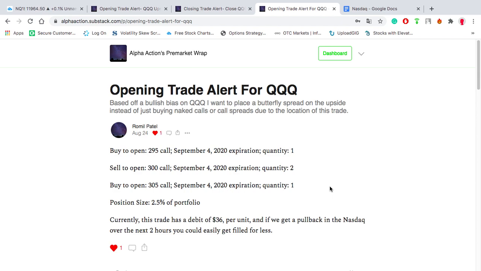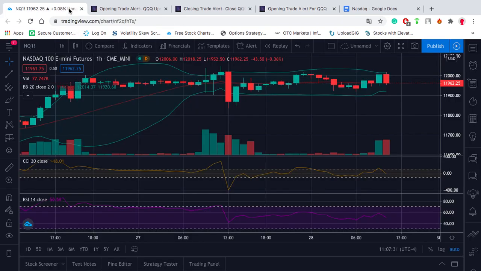So, opening trade alert for QQQ. Based off of bullish bias on QQQ, I want to place a butterfly spread on the upside instead of just buying naked calls or call spreads, due to the location of this trade. So let me actually show you guys the location of this trade and walk you through everything. You only really want to buy naked calls when the volatility is low. The volatility is still high inside the Nasdaq, and we're seeing upside volatility expansion. So I don't want to buy calls. I'd rather buy call spreads. But call spreads are still expensive, and there just was not good trade location.